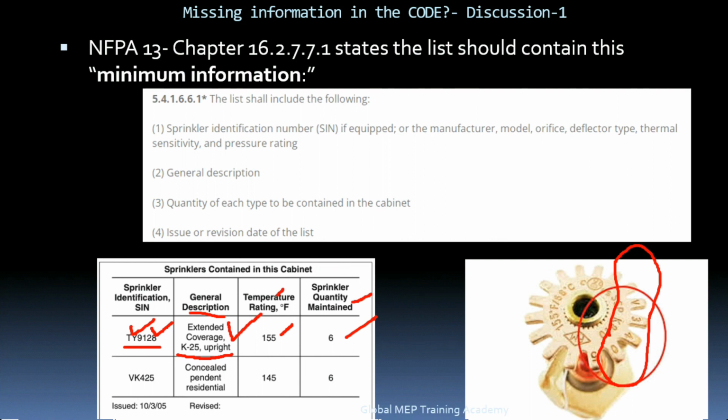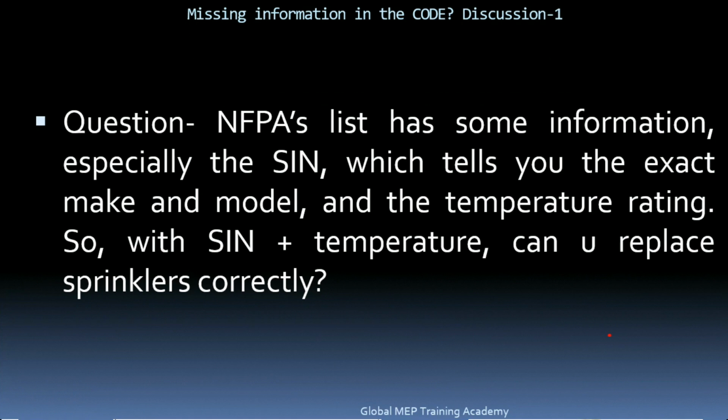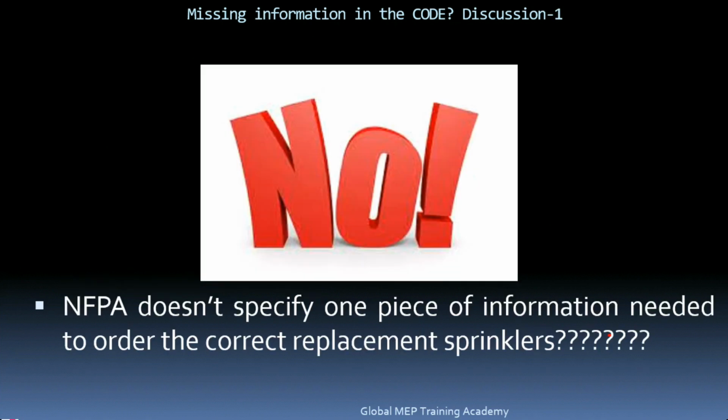So now let's come to the point. The question is, the NFPA list has some information, especially the SIN number, the sprinkler identification number, which tells you the exact make and model, and the temperature rating. So with the SIN number and the temperature, can you replace the sprinklers correctly if there is damage in the sprinkler system? I feel one piece of information is missing, and that is needed to order the correct replacement sprinklers. So let's see what that is.